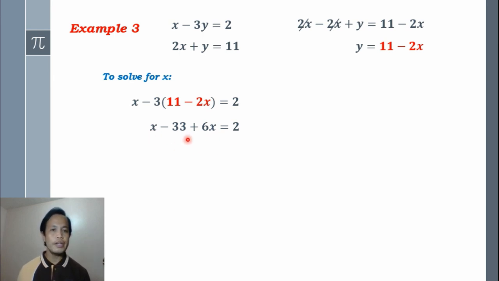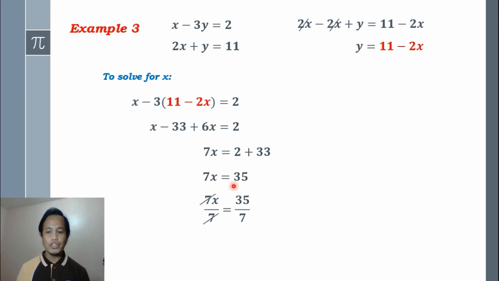Then we combine like terms. We have the x here plus the 6x, so that gives us 7x. Since we have the constant negative 33 here, to cancel this out, we add 33. Of course, we will also add 33 at the right side. So 2 plus 33 is 35. Then divide both sides by 7. So we cancel out 7, and what remains is x equals 35 divided by 7, which is 5. Therefore, our value of x is 5.